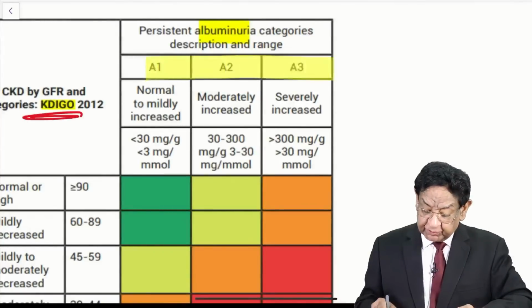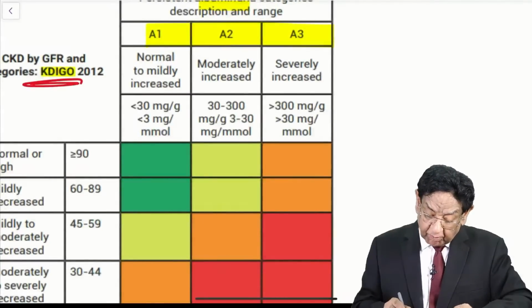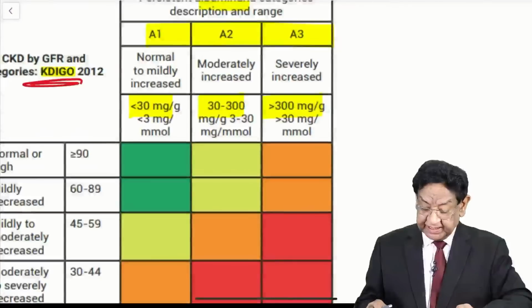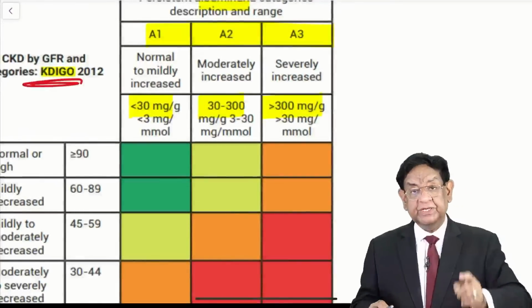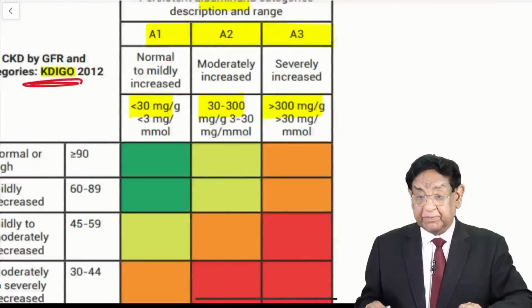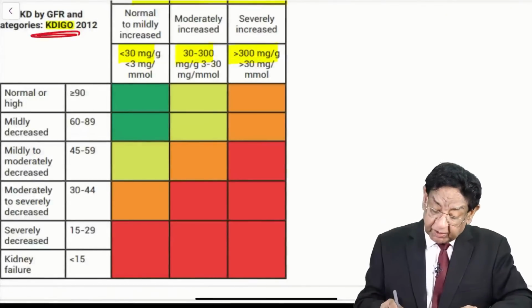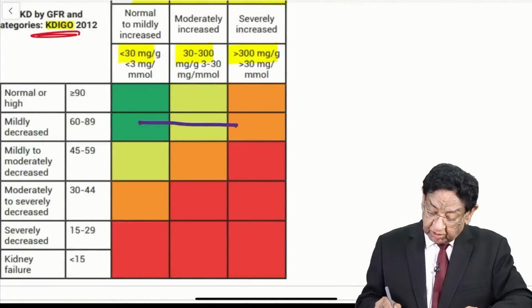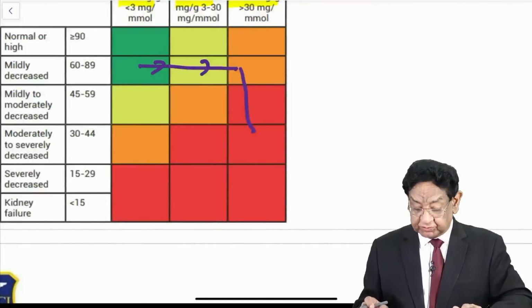We classify A1, A2, A3. Normal or mildly increased, less than 30, is A1; 30 to 300 is A2; and more than 300 is A3. Point to be noted, they have classified A1, A2, A3 simply based on the albuminuria. And one more thing, they have given a beautiful color combination: green, yellow, then orange, then red. As it goes, the color changes. You can see the severity of the CRF also increases.